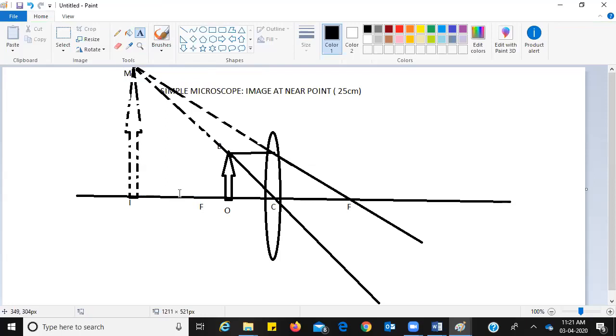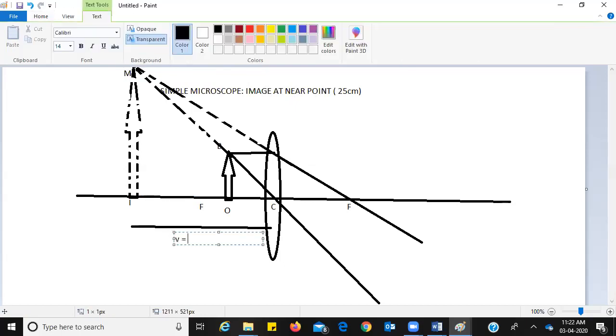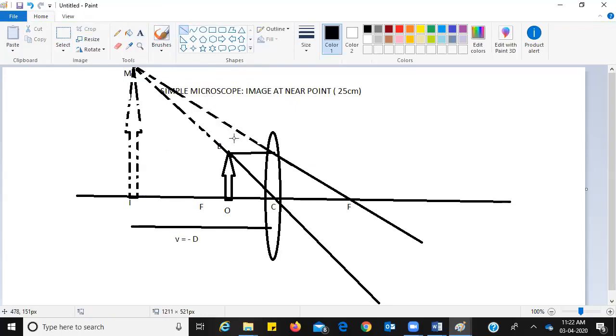Now, as the question says, the image is formed at the near point. The image distance, from C to I, is D, but with a minus sign because of the sign convention. Now this is the arrow mark for the light ray. As per the book it's understood, but do it in exams. If you don't have an arrow mark, you lose half a mark minimum.